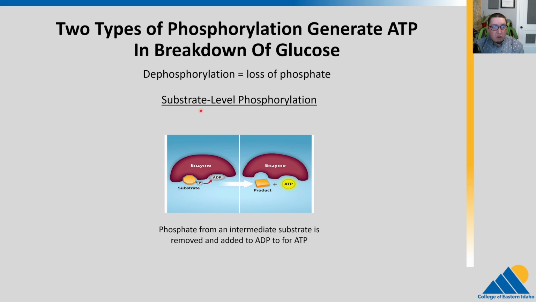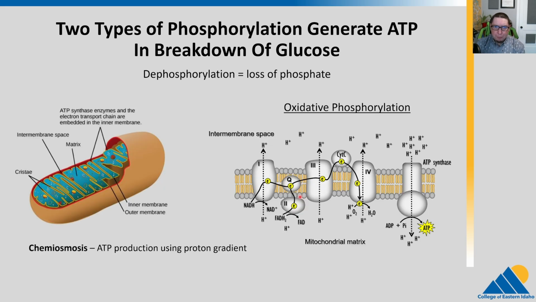One is called substrate level phosphorylation. That's where we directly just stick a phosphate onto ADP from an intermediate substrate. So this substrate has a phosphate on it, we carry it in, and it donates that phosphate to ADP, forming ATP. Remember, ADP is adenosine diphosphate. It's got two. Once we add one more, we get ATP.